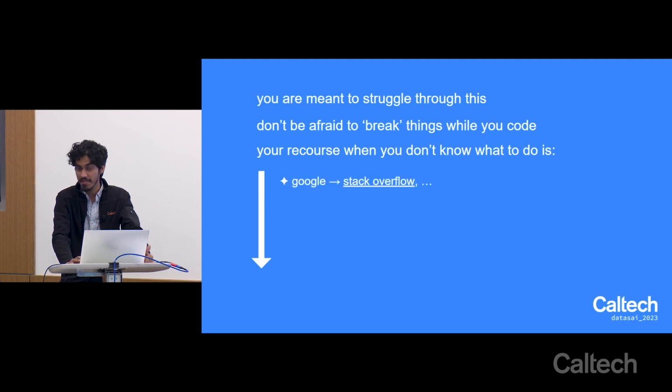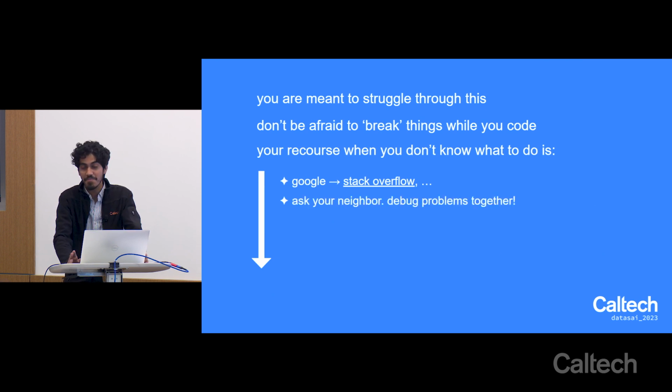First, try figuring it out yourself. Google the problem, look up Stack Overflow. That's usually what most of us really do in a real-world setting. You can, if you want, use ChatGPT, although we don't quite recommend it because it takes away a bit of the fun of coding. Ask your neighbor, debug things together.